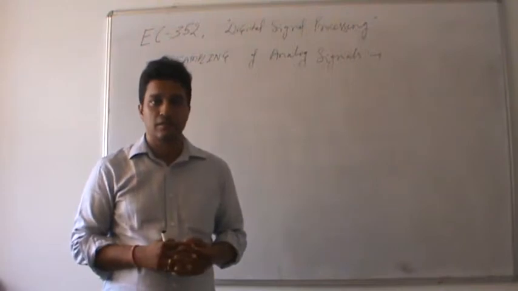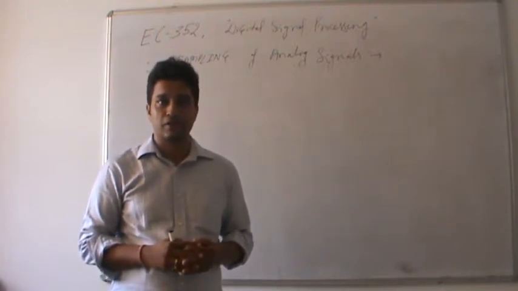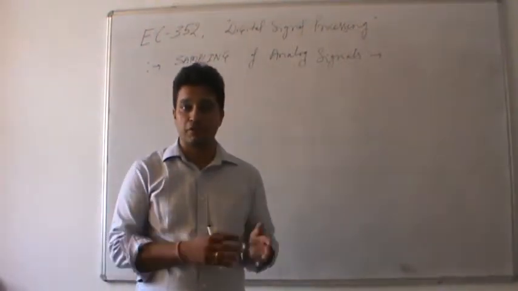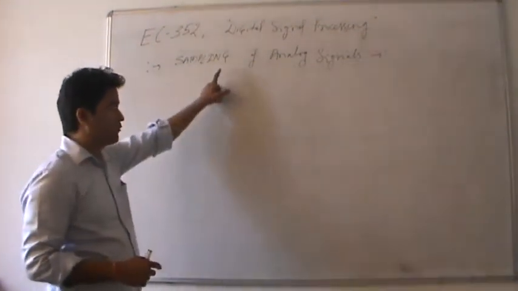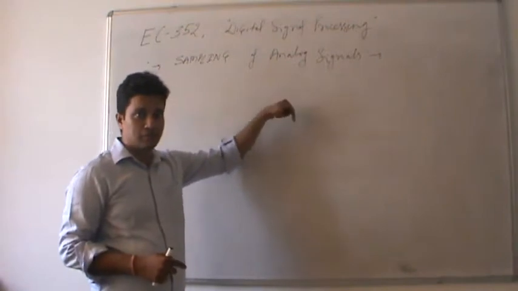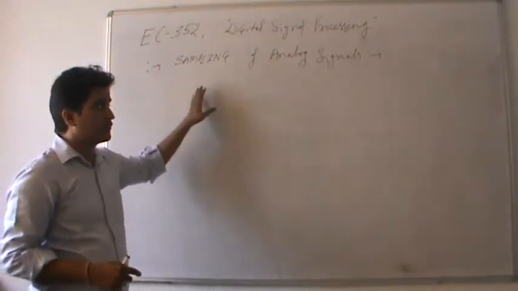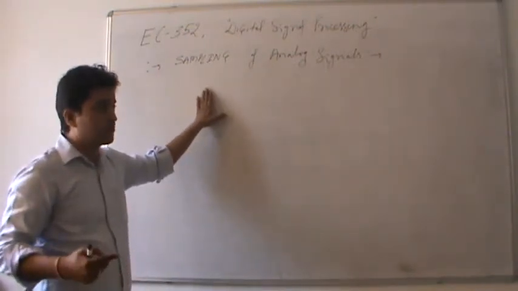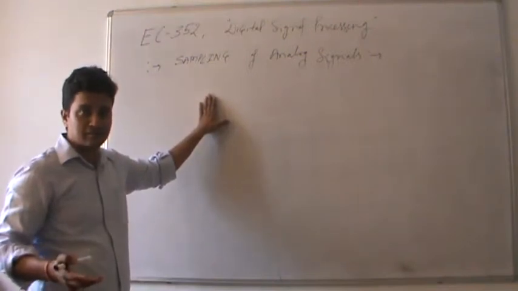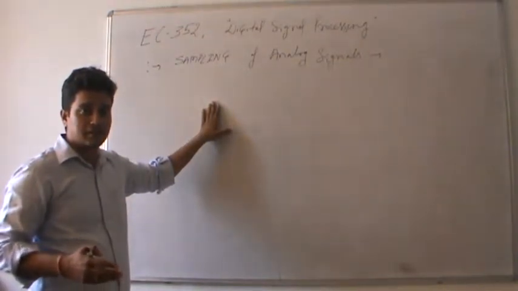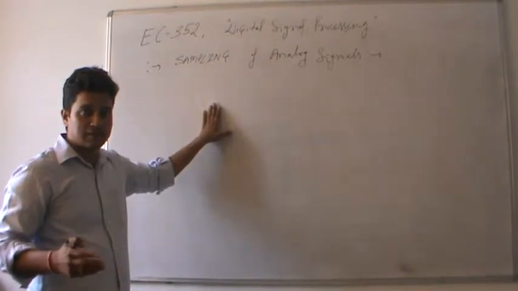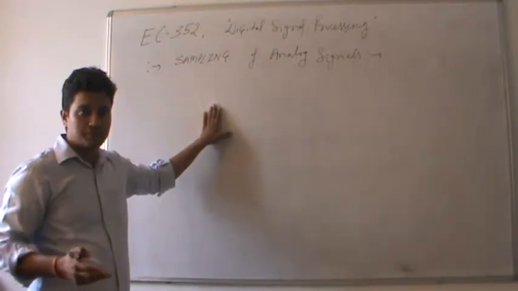Today, we will complete an important topic I introduced yesterday, and that is sampling. Sampling of analog signals is the main topic of today's class, and after this I will take two more properties of LTI systems: time invariant and time variant, as well as static versus dynamic system properties.